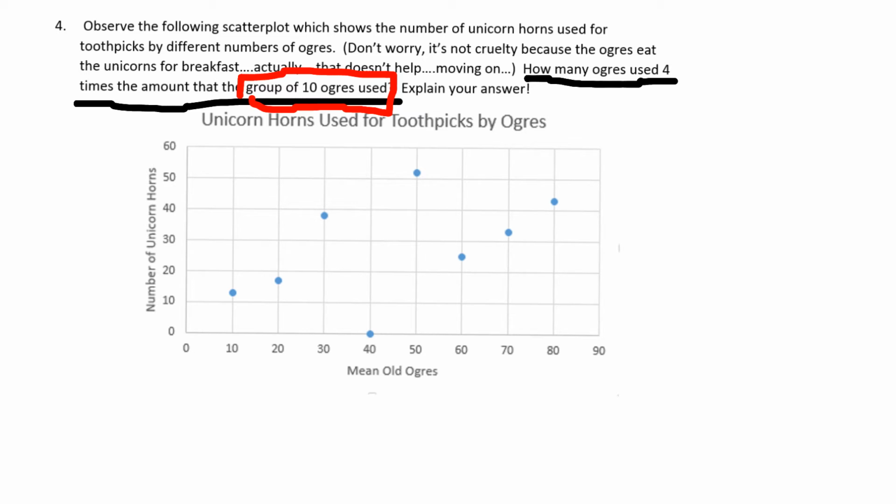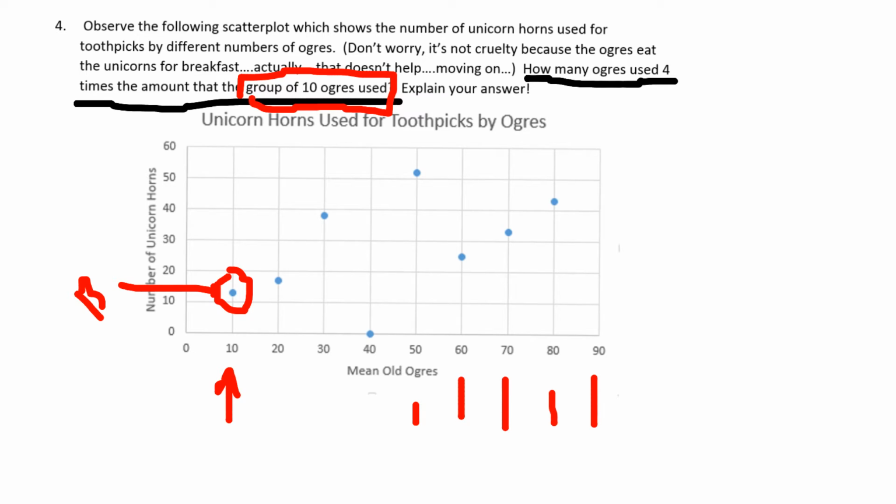So first I have to look at the group of 10 ogres. So I'm looking for a group of 10 ogres. Well, there's 90, 80, 70, 60, 50. Oh, look, here is the group of 10 ogres. Well, how many unicorn toothpicks did they use? Well, here is that plot point. And it looks like they used maybe 13. I'm not exactly sure what that number is, but I'm going to go with 13.